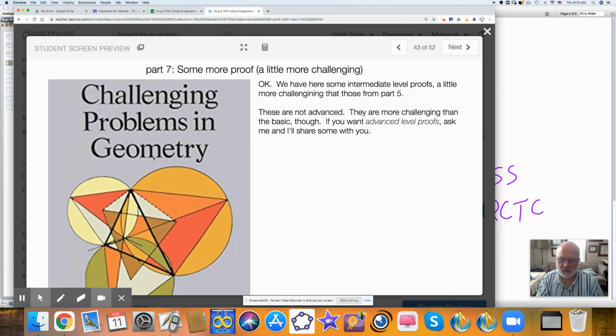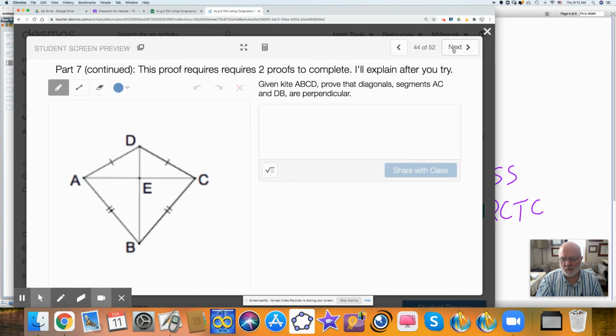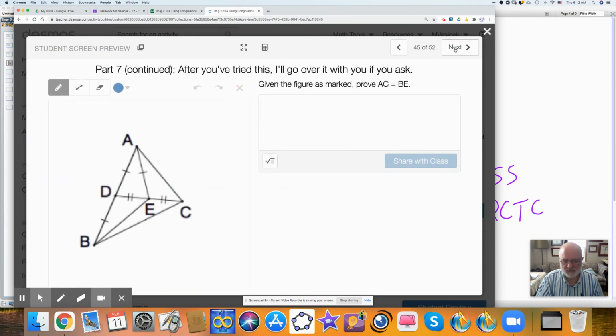Now, these are not real challenging problems. These are not advanced problems that I have for you. They're more advanced than the basic level, and maybe they need some explanation for you to be able to do. If you'd like to see some advanced questions, you should ask me and I will show them to you. But for what we're doing, this satisfies what we're doing. So good luck and success.